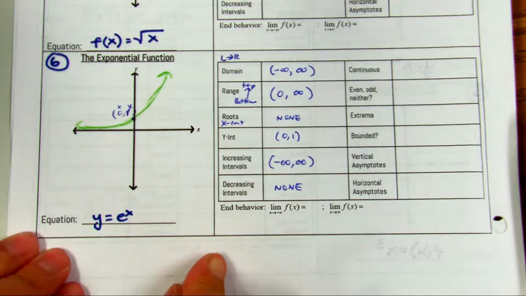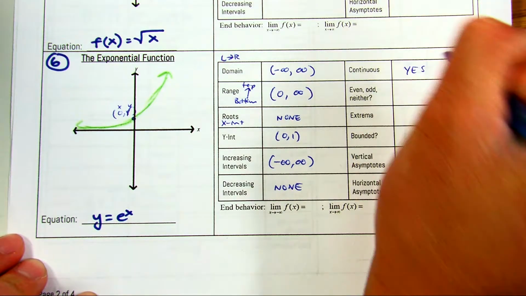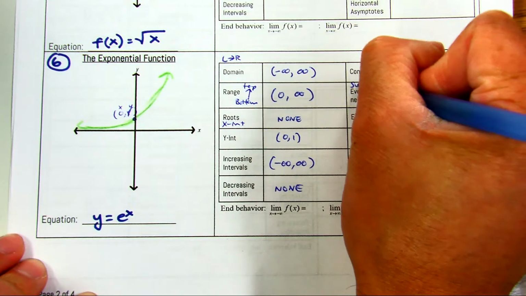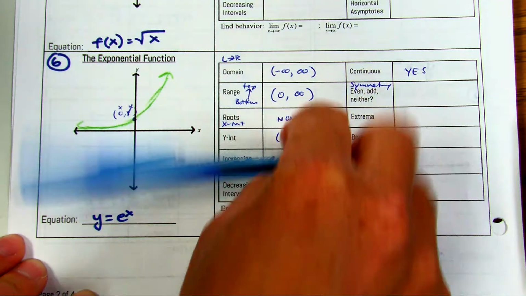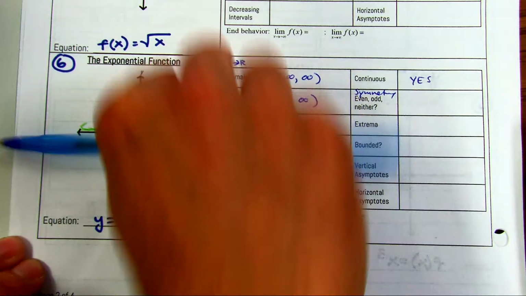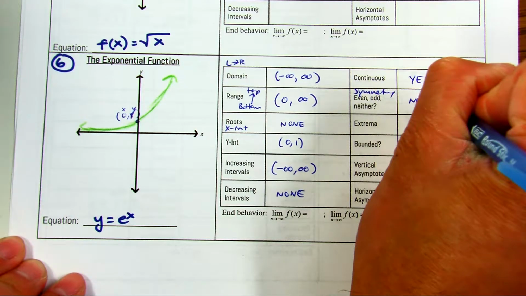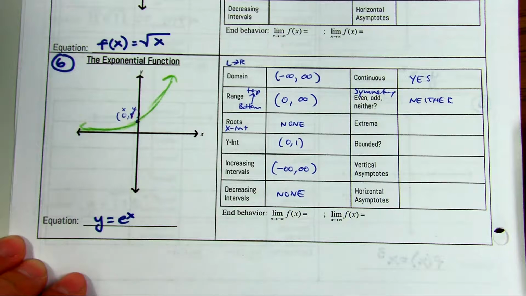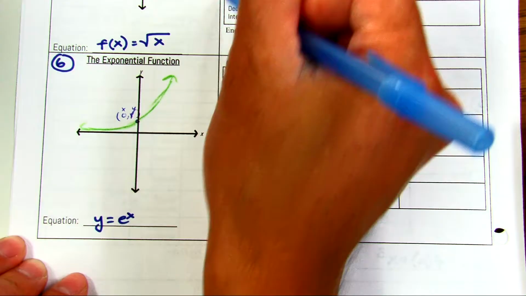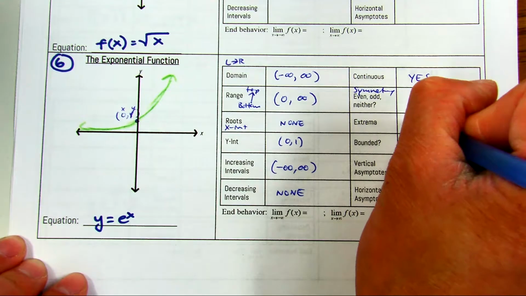Class, is this continuous? Yes. How about symmetry? Can you fold it? Can I spin it around? No. So, neither, or no symmetry. How about extrema? Yeah, because this keeps going on forever, there are no hills. Does that make sense? There are no mountains. So none.